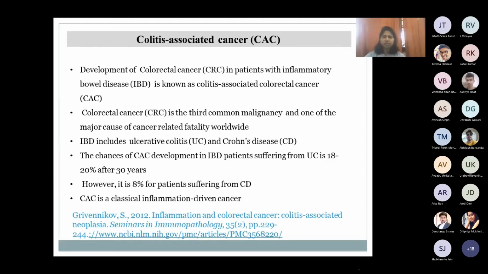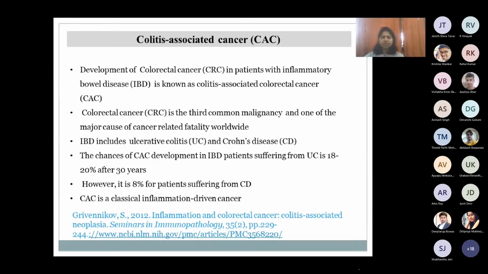Colitis-associated cancer, or CAC. The development of colorectal cancer in patients with inflammatory bowel diseases is known as colitis-associated colorectal cancer, or CAC. Colorectal cancer is the third most common malignancy and one of the major causes of cancer-related fatality worldwide. IBD, or inflammatory bowel diseases, includes ulcerative colitis, or UC, and Crohn's disease, CD. The chance of CAC development in IBD patients suffering from ulcerative colitis is 18 to 20% after 30 years. However, it is 8% for patients suffering from Crohn's disease.